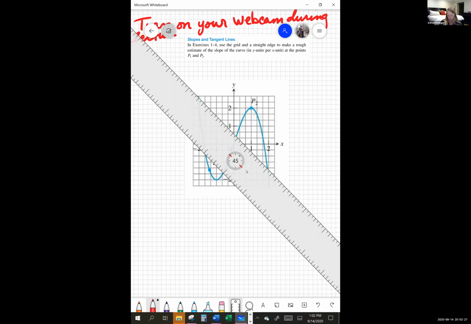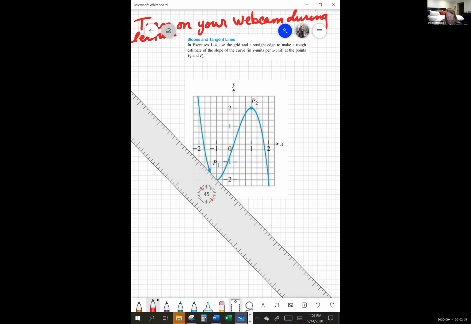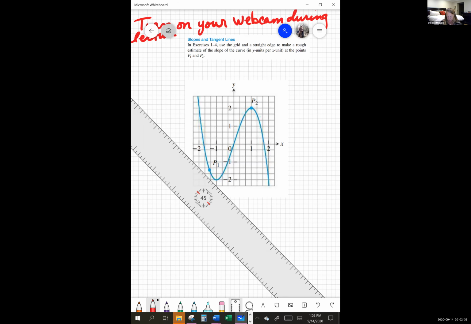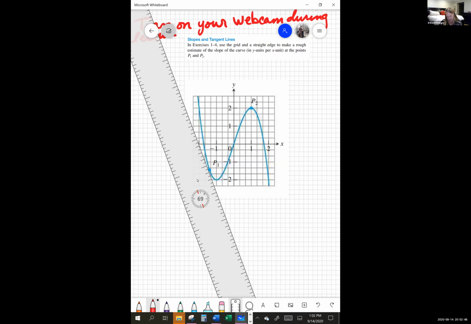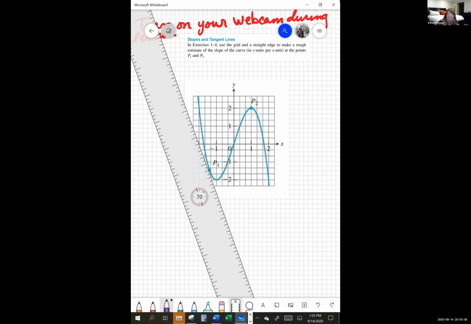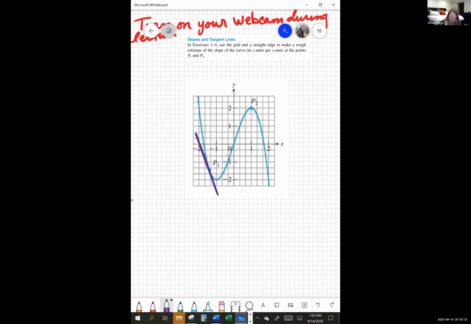I'm going to try this. I don't know how well it will work. I want to take this straight rule, and I probably should have practiced this beforehand. I'm wondering if I can rotate it. There we go. Okay, I want to take the straight rule and get it so that it is making a straight line pretty much at this point. If I do that, let's see if I can draw a line through this point. I have this line right here that looks like it's going through this point, P1.